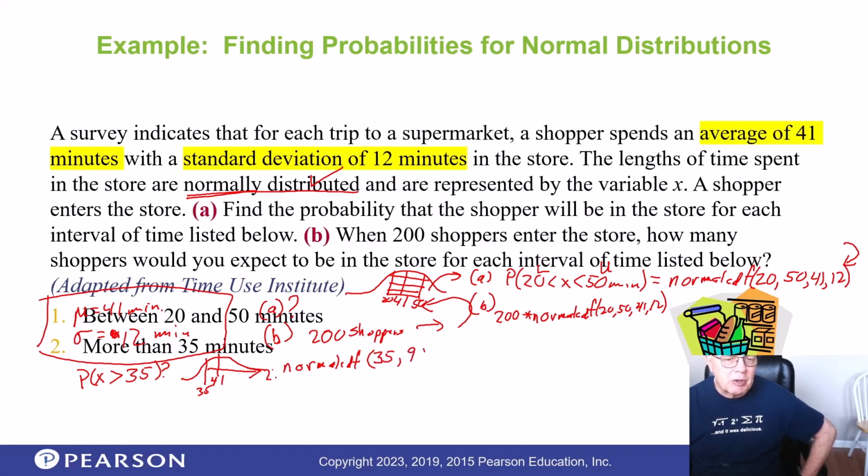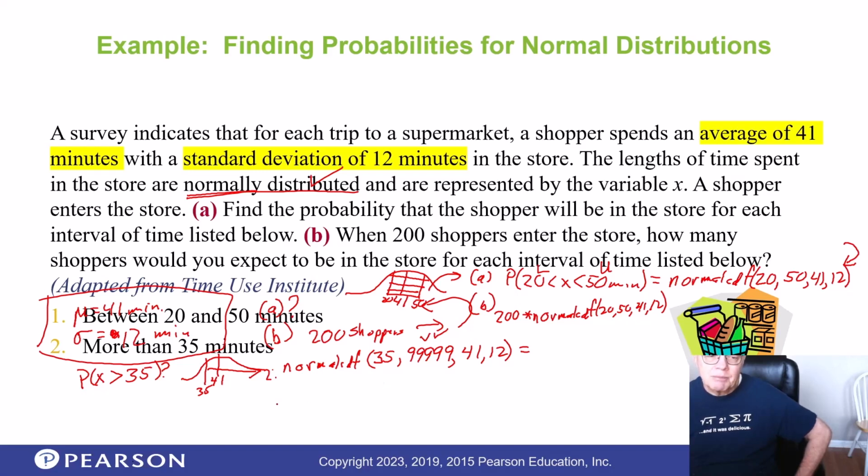And you know what I'm going to do? I'm going to just put a bunch of 9s in here and double check myself. Are those five 9s, 99,999, way above the 35 and the 41? Yes. Which normal curve are we talking about? We're talking about the one that has a mean of 41 and a standard deviation of 12. So that's going to give us the probability that that next person that comes into the grocery store is going to be there for more than 35 minutes.